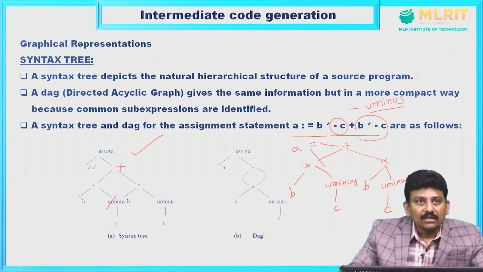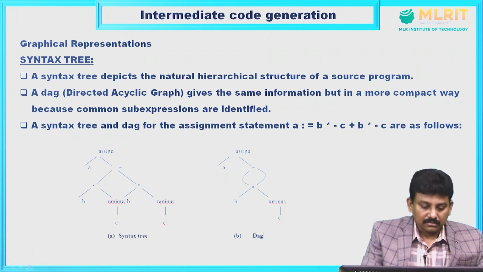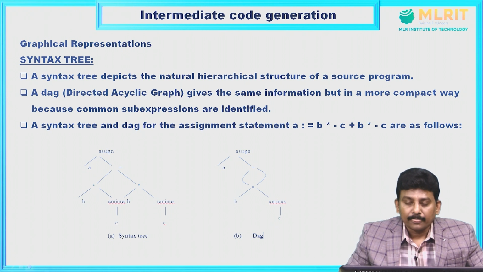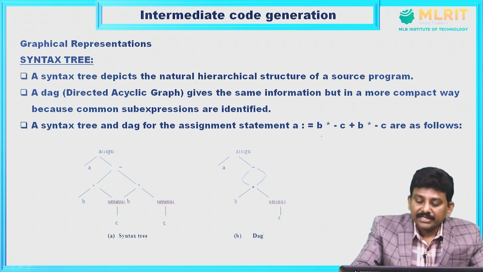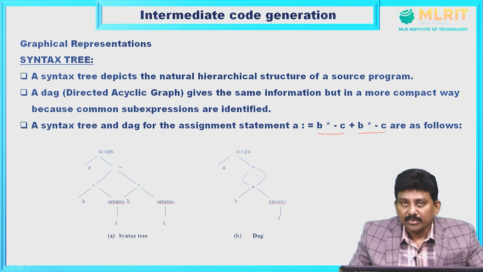That is the syntax tree. Coming to the directed acyclic graph, it also gives the same information as the syntax tree but in a more compact way. That means it will identify the common sub-expressions. In this given expression, B * minus C is a common sub-expression appearing two times, B * minus C plus B * minus C.